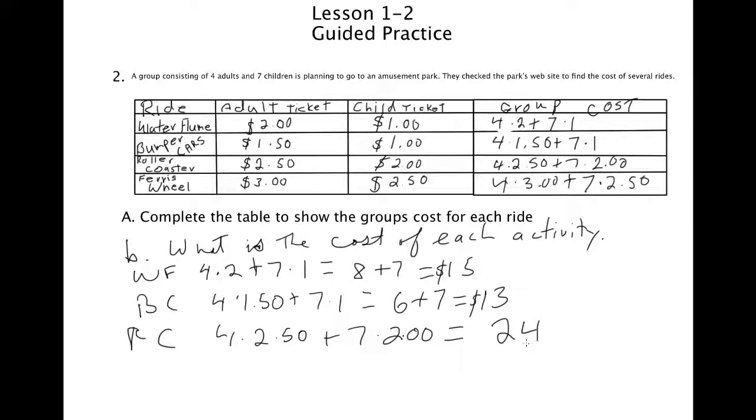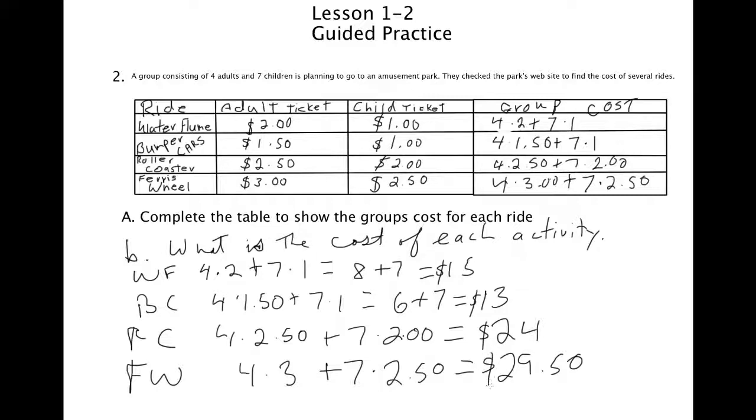we got $24 there. And lastly, the Ferris wheel. And that was 4 times 3 plus 7 times 2.50, and that's going to be $29.50 for the Ferris wheel. So now we've got the amounts. We know what it's going to cost for the group if they ride each one.